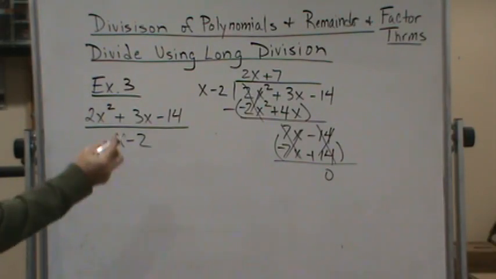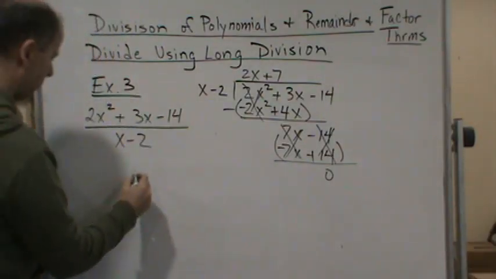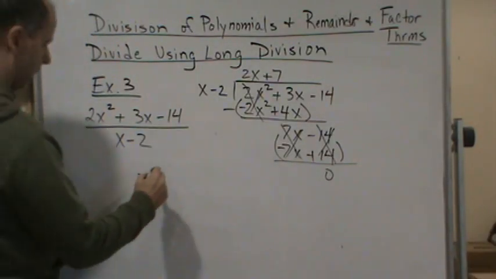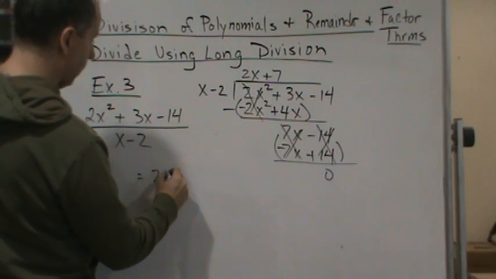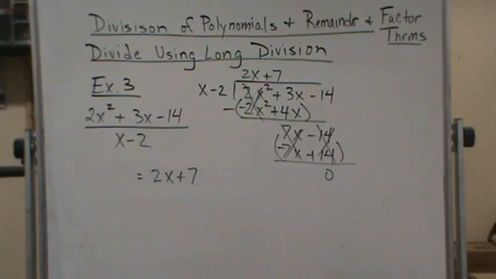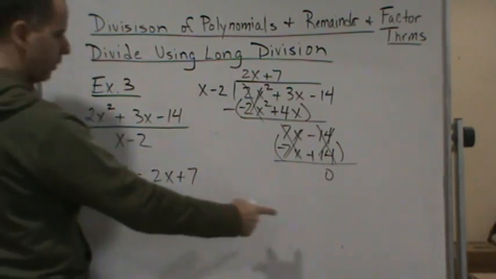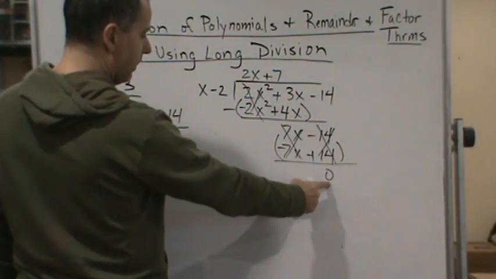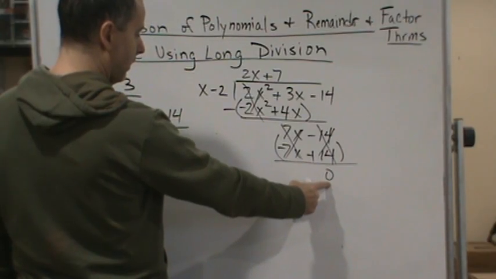So what does this mean? Well, this means that this division problem is equal to what? 2x plus 7. So if we take this divided by this, we get this. The remainder of 0 also tells us something about this problem, is that these are factors of each other.